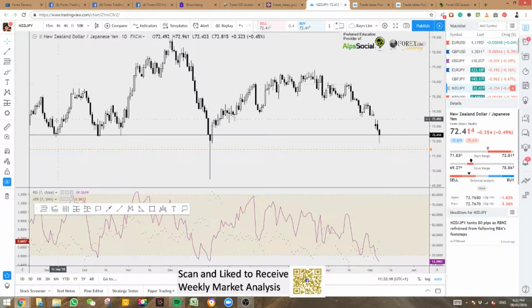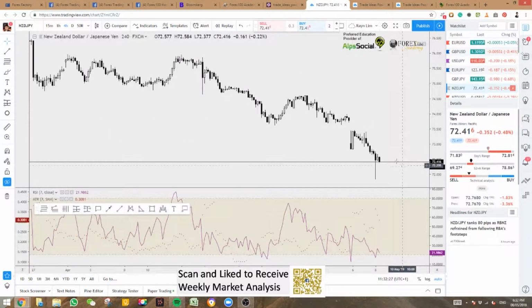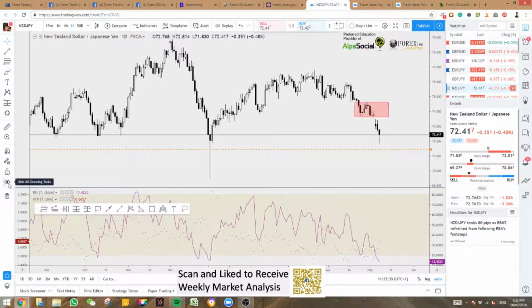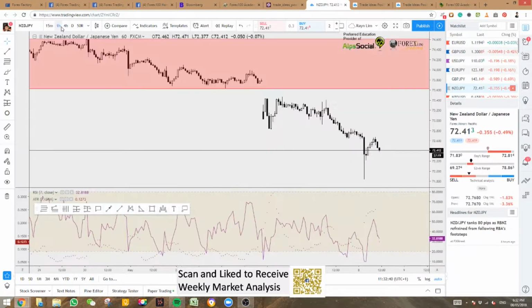New Zealand Yen on the daily chart. Okay, market moved back to the previous low. Counter trend traders can take note. To the 4-hour chart, this is what I have, and the 1-hour chart. You can definitely wait for a double bottom if that suits you. Back to the daily chart. Nothing much, just a simple sell zone. No trade for me on this one.